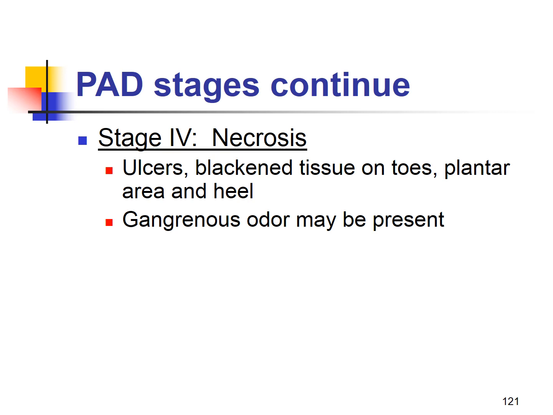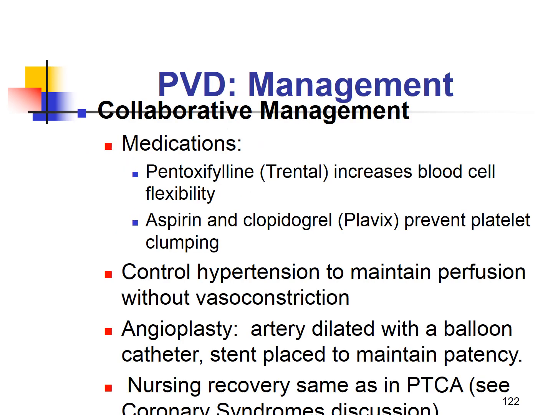Next slide is stage 4, and with stage 4 there's necrosis. Necrosis, there's no artery supplying the blood, right? So when you don't have any supply, you're going to see signs that say perfusion is not good. So ulcer, blackened tissue on toes, plantar area and heel, and gangrene odor may be present. All right, next slide. So what are some of the collaborative management? Well, Trental is a drug that is used to help increase the blood cell flexibility. Aspirin and Plavix to prevent any platelet clumping.